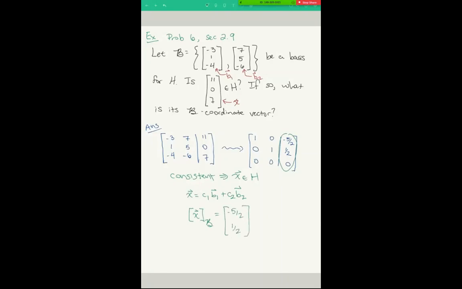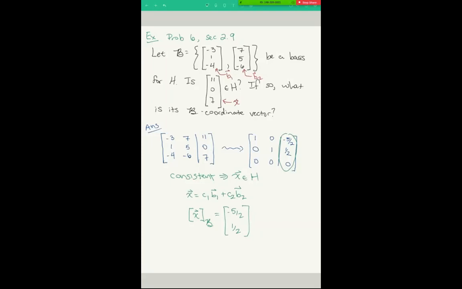Now you'll notice that x started out as a three-dimensional vector, but when we write it in these coordinates with respect to b, it looks like it's two-dimensional. Why is that? Well, since x lives in H, if x can be thought of as two-dimensional, that means H is a two-dimensional subspace within our three-dimensional space. So since x lives in this two-dimensional subspace, I can write it as a two-dimensional vector.